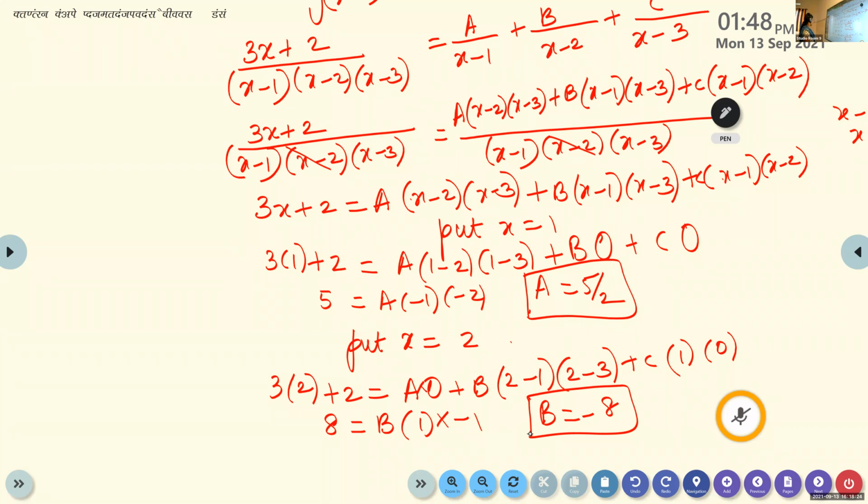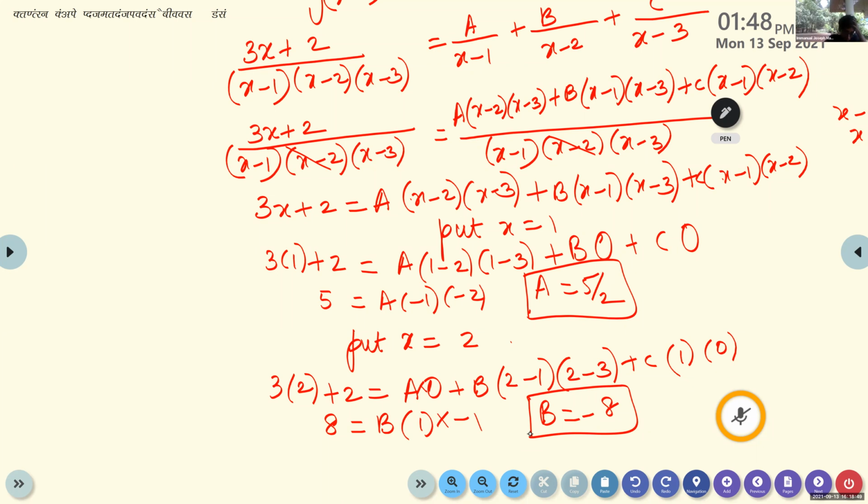Emmanuel, is it clear? Yes, ma'am. Finding A and B, is it okay? Now tell me, how will you find C? What is the substitution you will do to find C? Take 3 as common. Put x is equal to 3.